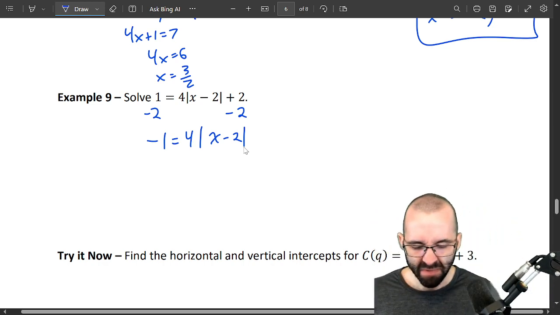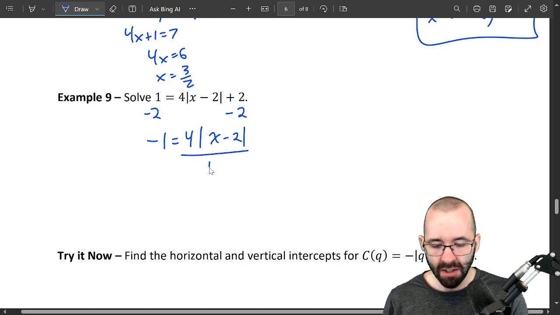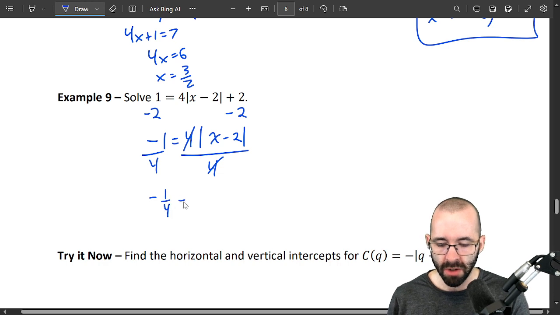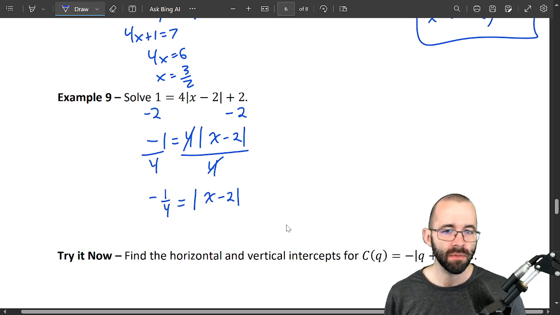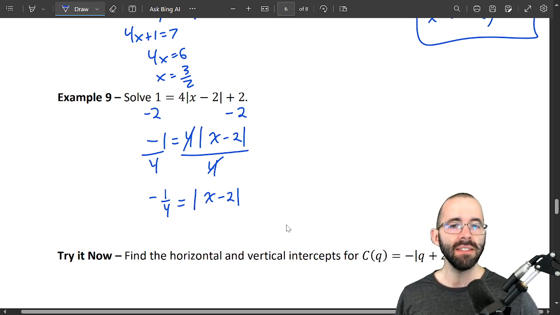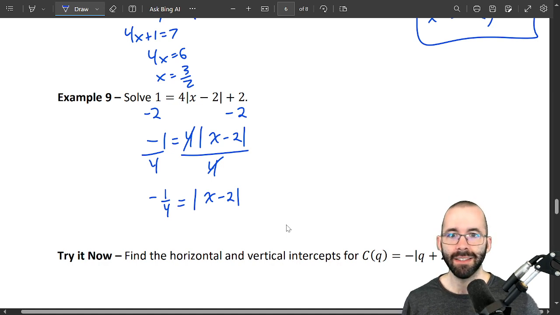Bless me. And now the absolute value is almost by itself, but we do need to divide both sides by 4. So -1/4. Okay. So what does the inside have to be? Not worry about x. Just what does the inside have to be for the absolute value of it to be negative? Panic. Nothing.